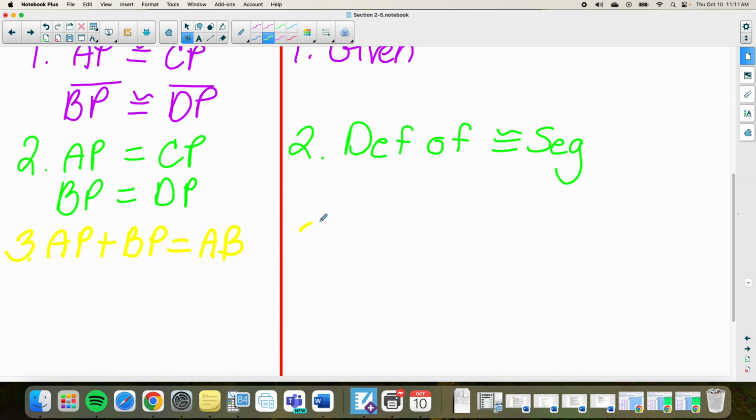What is that called? Segment addition postulate. Okay? And in almost every proof today, there's gonna be one in your assignment I'm gonna tell you not to do that with, but most of them you're going to, okay?